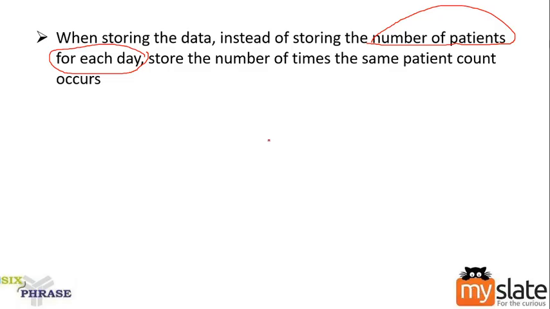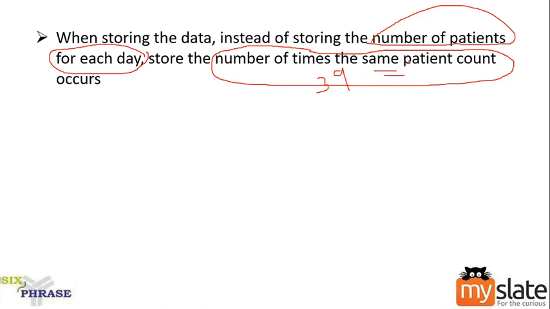But in our optimized technique, we are going to store the number of times the same patient count occurs. For example, 39. How many times does 39 occur? 6 times. So I am going to store count of 39 is equal to 6. Which means 39 patients will occur 6 times. Do you understand the optimization we are going to do here?